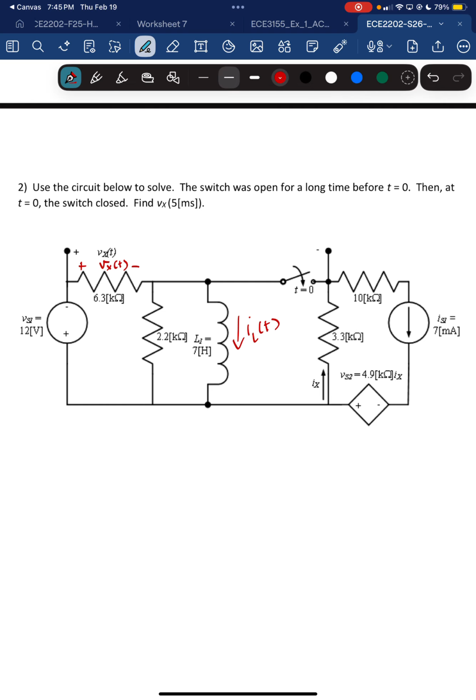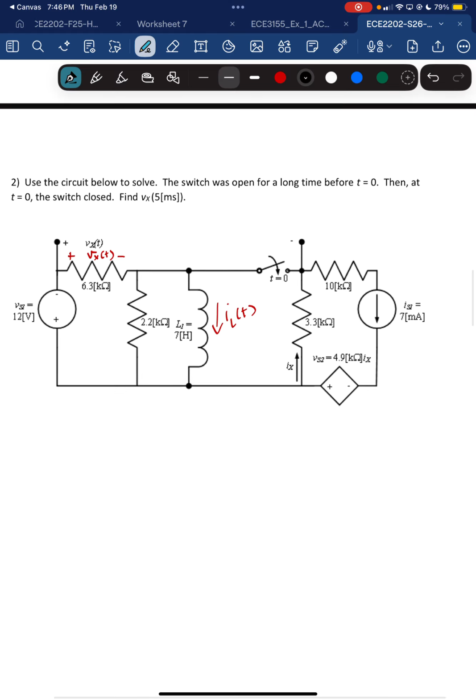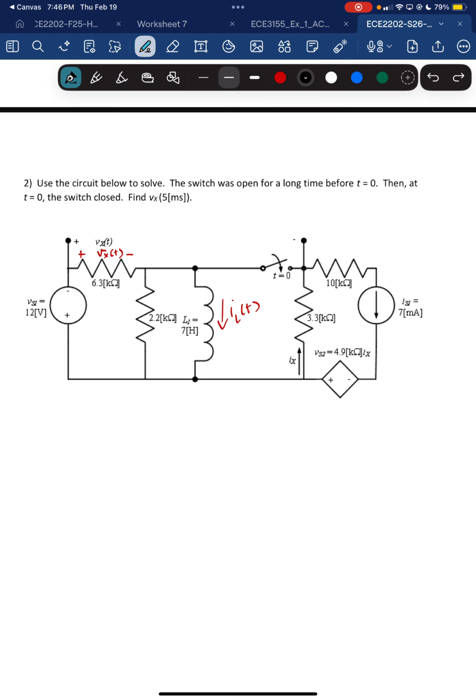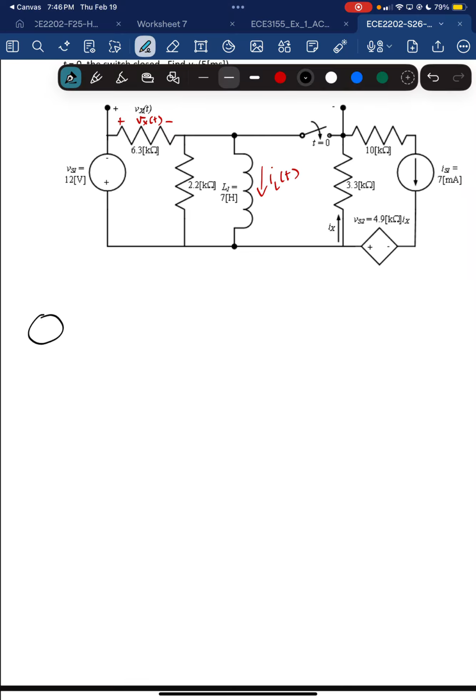Now, first step is to draw the circuit for t less than 0, which the switch is open at this point. And when we draw the circuit at this point, we can short this inductor because the problem tells us that the switch was open in this position for a quote-unquote long time. In other words, the inductor is in steady state condition. So this is the circuit we are working with.